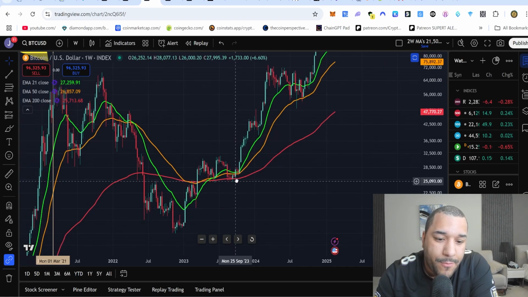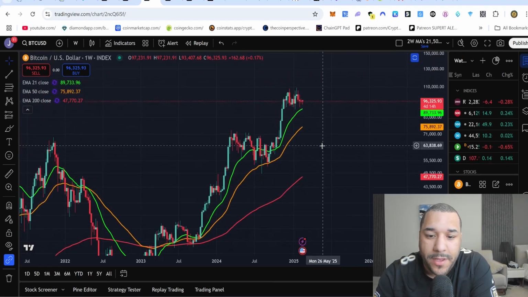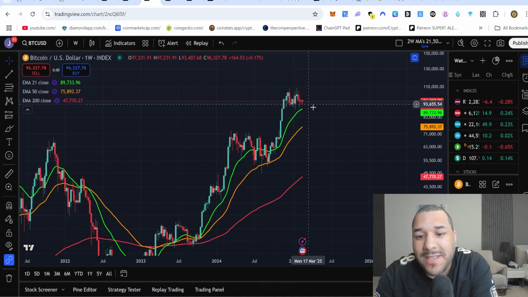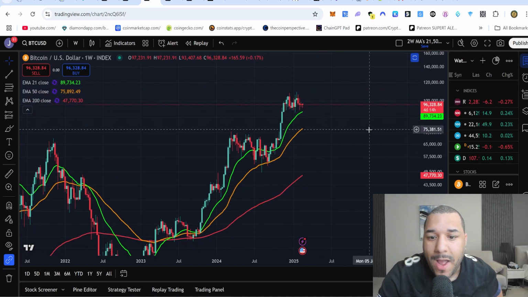But look, same thing again. We break above this green line. We hold support, bounce off the green line. We've got a little bit of support here on the orange line, but we're still relatively good. If you look at it, yeah, we had $10 billion get wiped out.